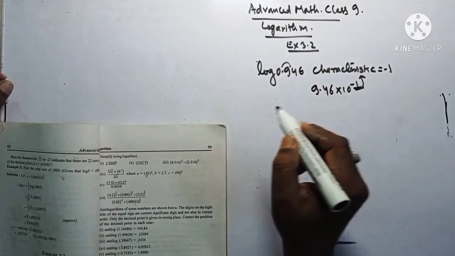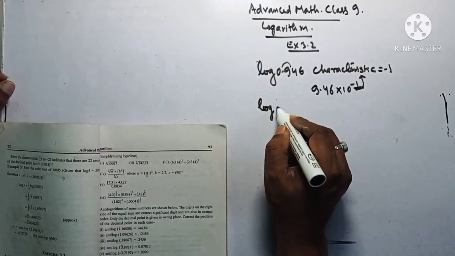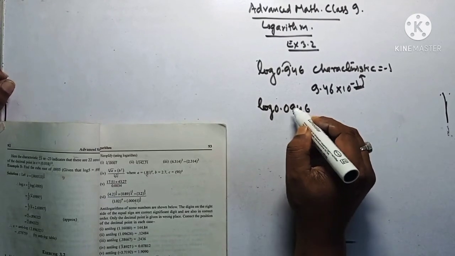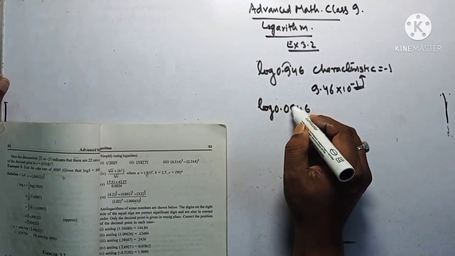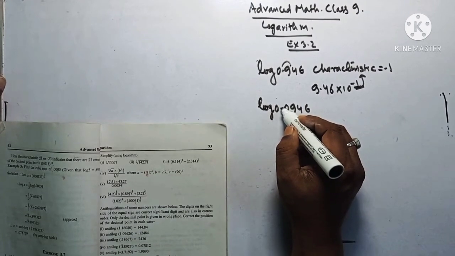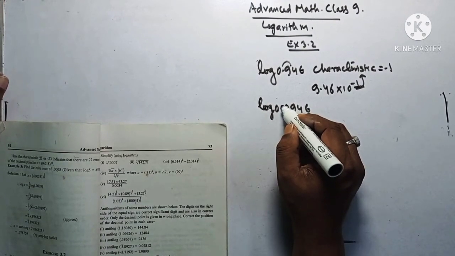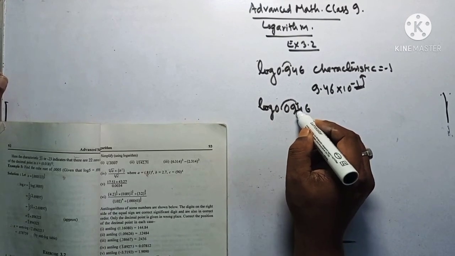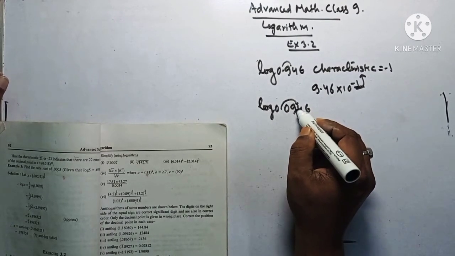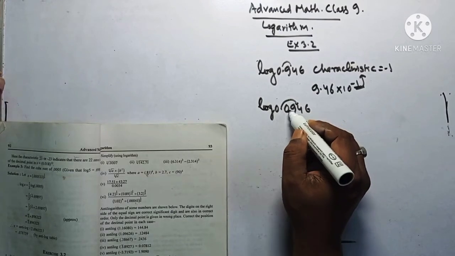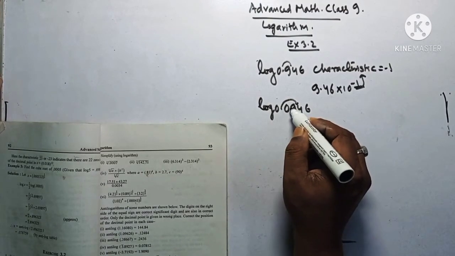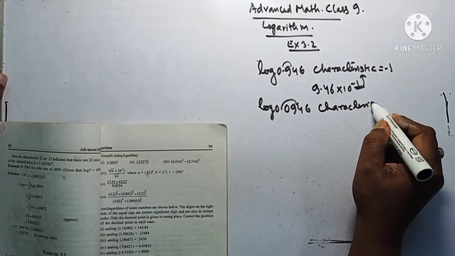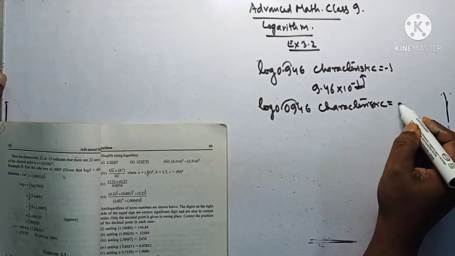Again, let me take log 0.0946. To move the decimal to the first non-zero digit, you have to shift through two places. So your characteristic will be minus 2.